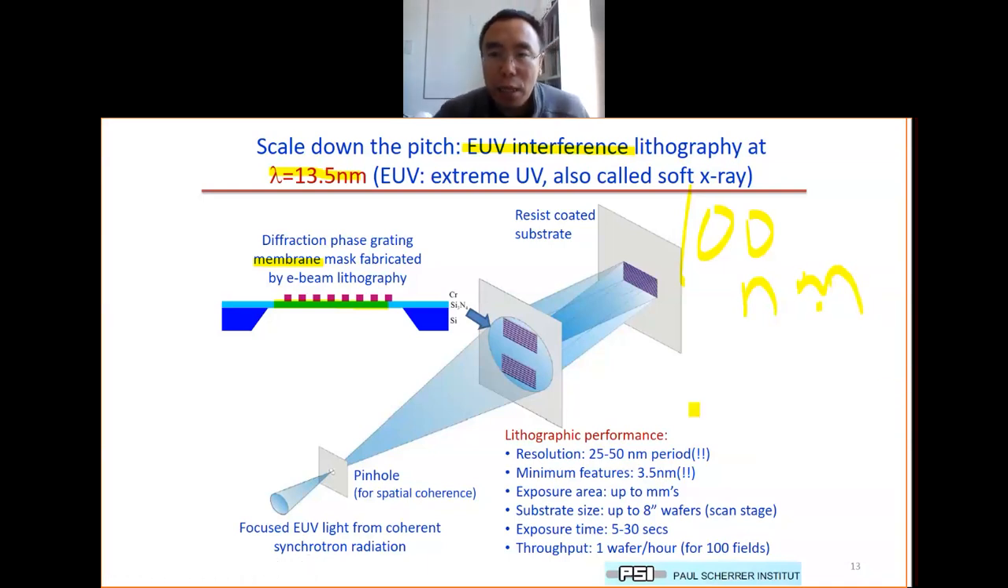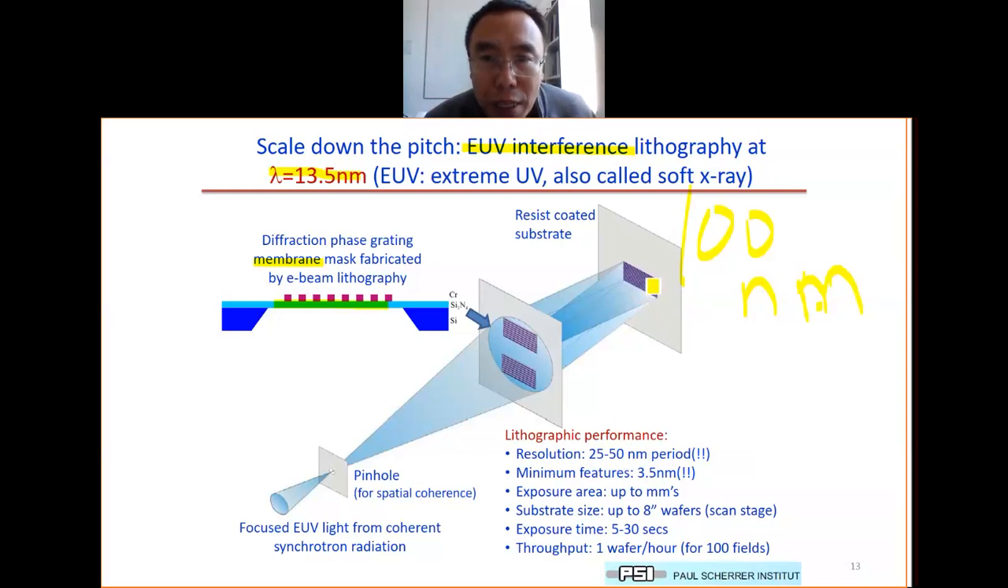So the thickness for this membrane is 100 nanometer. Then again, the light comes from here. They go to one membrane phase grating, come here. The other phase grating, come here. They meet to form the periodic pattern.